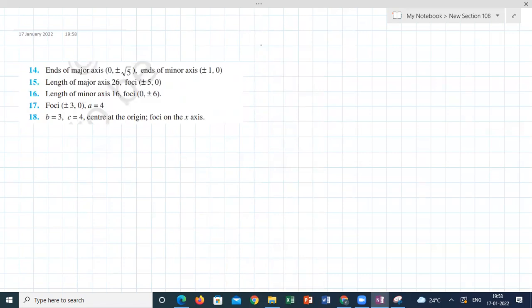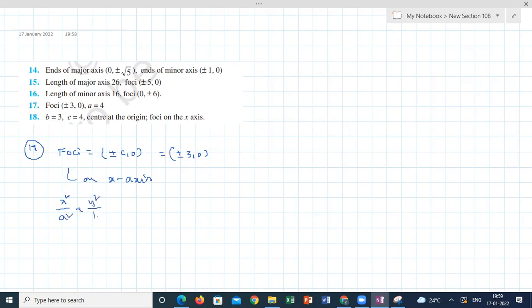Yeah, how to do the 17th question? They give the foci, which is looking like plus or minus c comma 0, which is on the x-axis. So foci is on the x-axis. If foci is on the x-axis, x square by a square plus y square by b square is equal to 1. And a is equal to 4. So b is equal to root of a square minus c square.